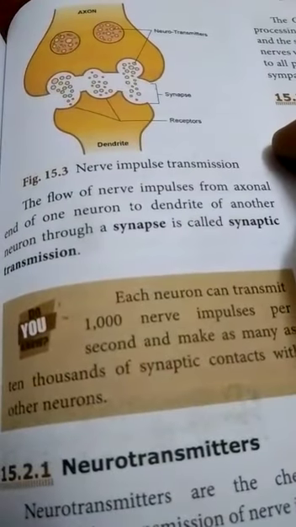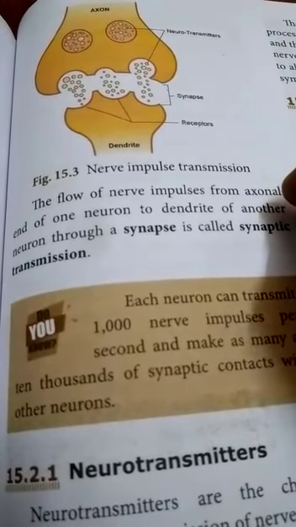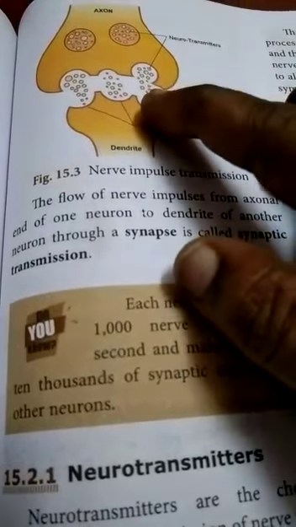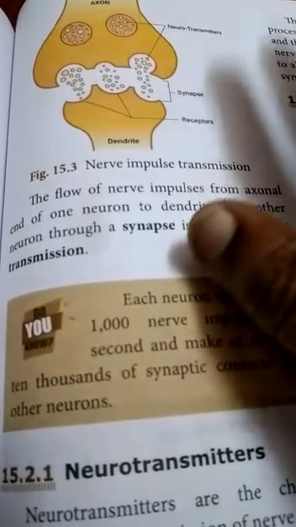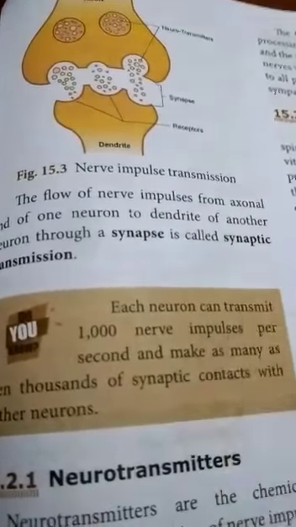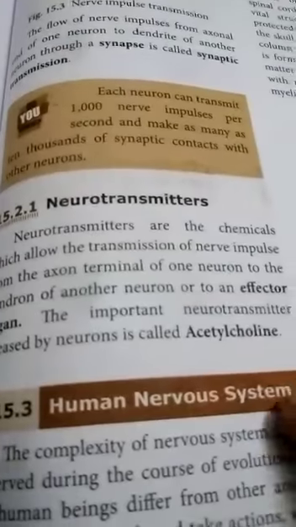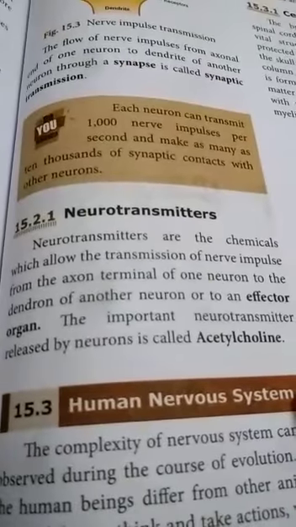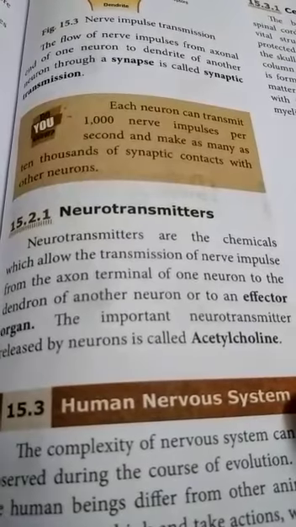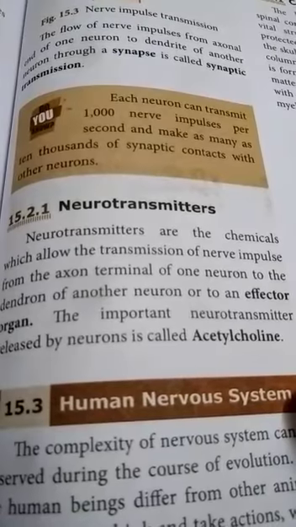The flow of the nerve impulse from the axonal end of one neuron to the dendrite of another neuron through the synapse is called synaptic transmission. So this transmission we call synaptic transmission. The gap we call a synapse. Next one, neurotransmitter. Neurotransmitters are the chemicals which allow the transmission of nerve impulse from the axon terminal of one neuron to the dendron of another neuron or to the effector organ.